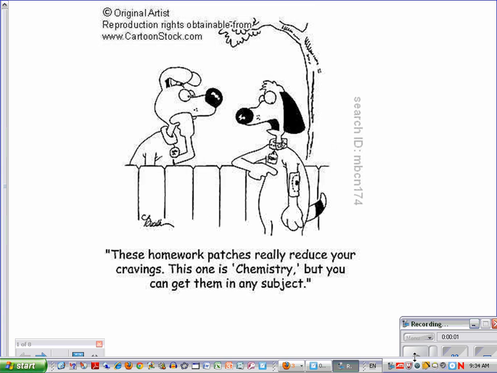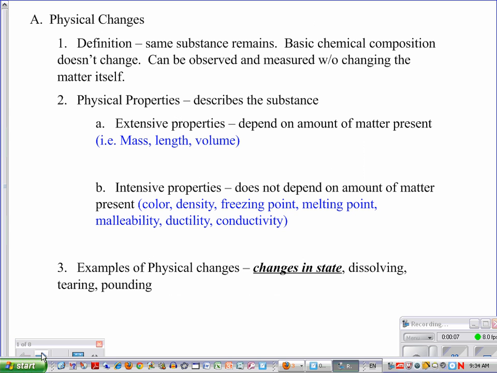We're on day 2 of classifying matter, and now we're getting into chemical and physical properties and changes. So there's an outline that you should have in front of you. The first one that we address is physical properties and changes. So the next one is chemical that you'll see after that.